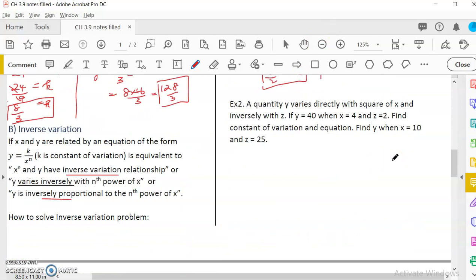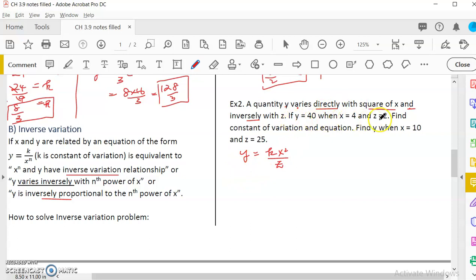This next one involves both direct variation and inverse variation. Let's see how it goes. Quantity y varies directly with the square of x. This is just like before, k times x squared. When they say "and something," that means joint variation. Inversely with z: for inverse, you just divide. You don't need another k. So this is the basic equation.